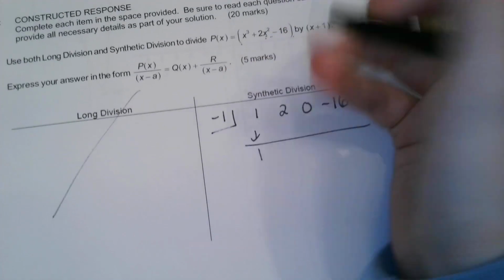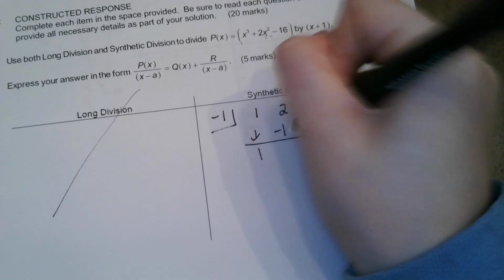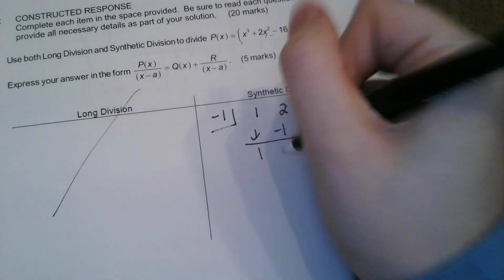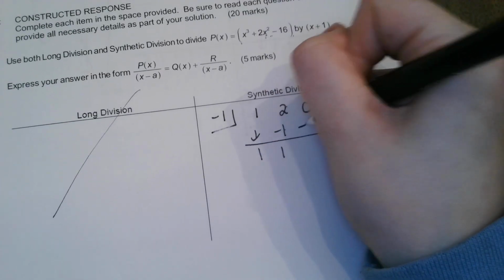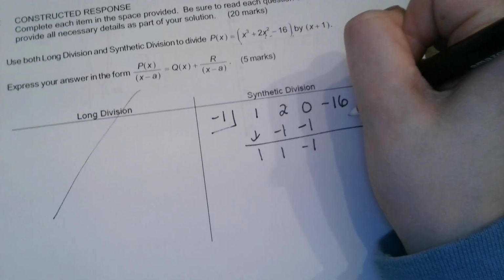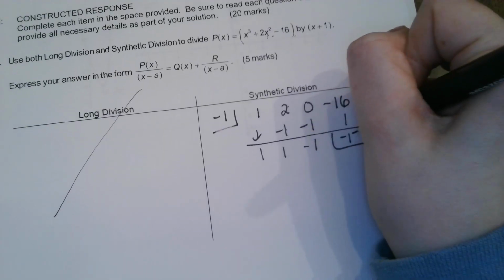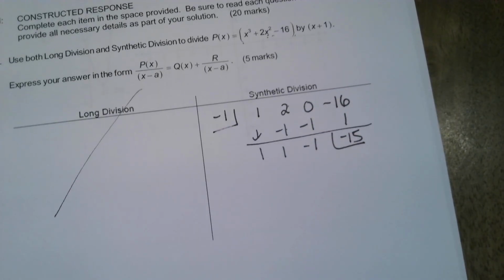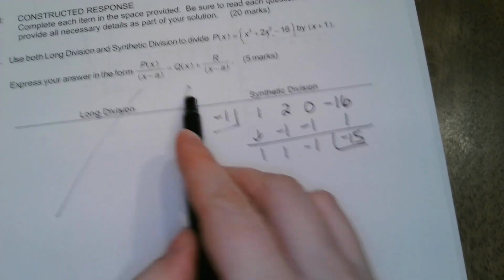So bring down your 1. 1 times -1 is -1. 2 plus -1 is 1. Okay. So your final answer, we want it in this form.